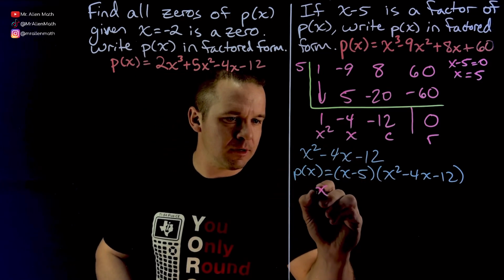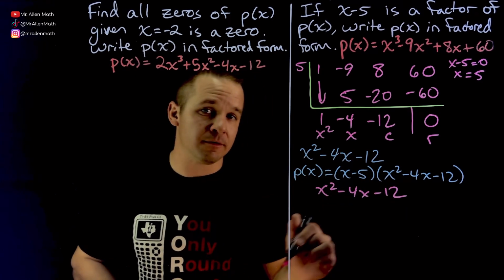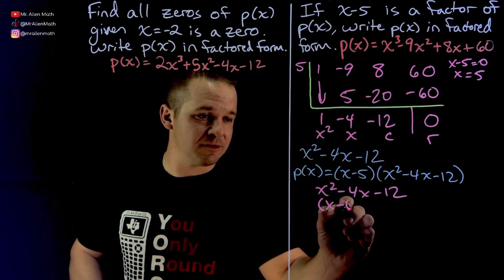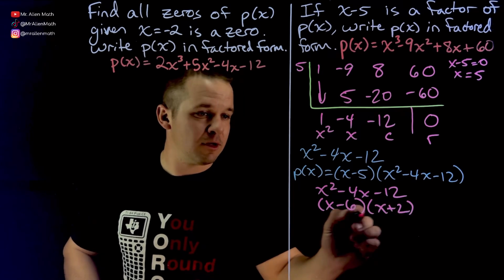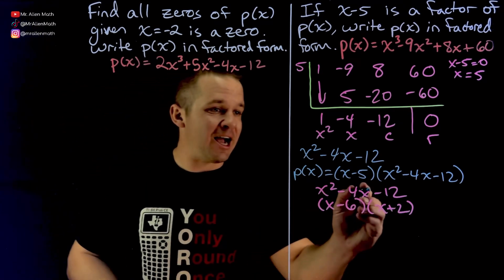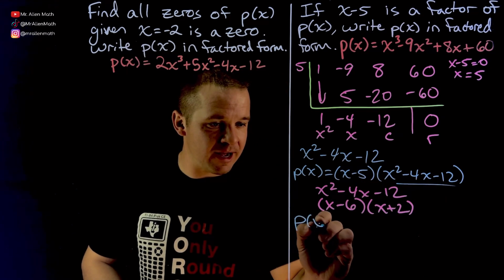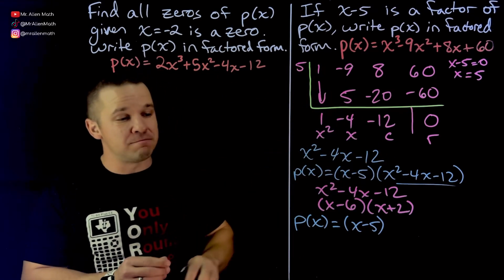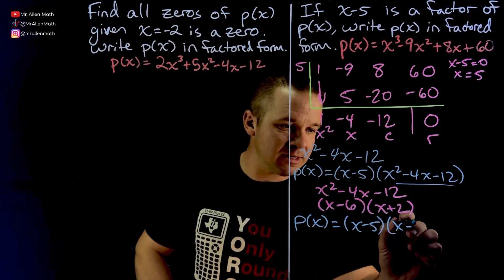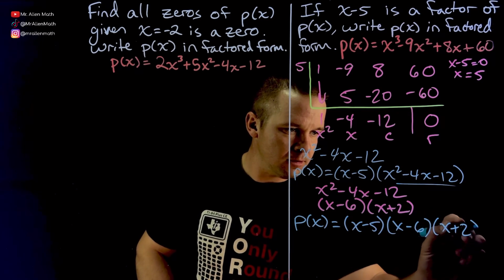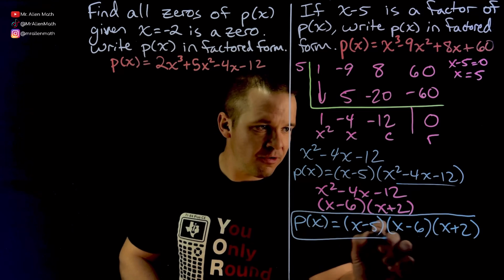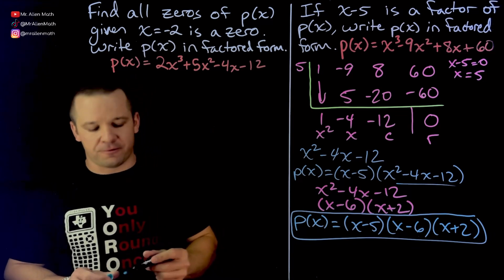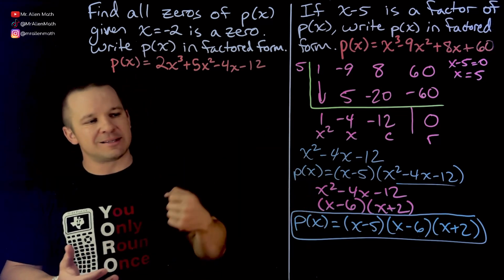Can I factor x squared minus 4x minus 12? Yes, I can. What multiplies to negative 12 and adds to negative 4? That would be negative 6 and positive 2. So now I have this part fully factored. P of x equals x minus 5, my original factor that I was given that set this whole train in motion, and then I have x minus 6 and x plus 2. Boom. Factored form. And I think that's all it asks for, right? If x minus 5 is a factor of p of x, write p of x in factored form. There we go. We have x minus 5, x minus 6, x plus 2.